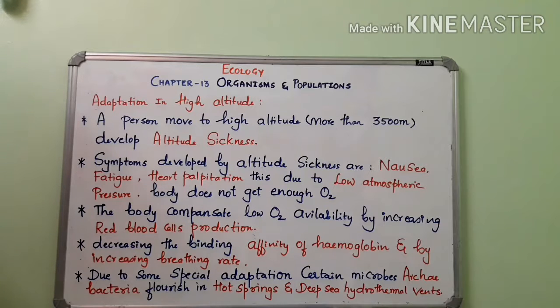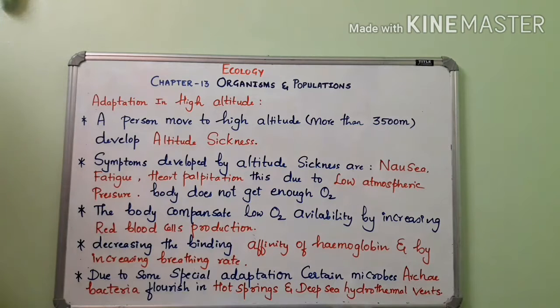How are they going to compensate? By the development of a special type of cell wall. By the development of a special type of cell wall, these archaebacteria are surviving in that particular region. So the adaptation is the development of a special type of cell wall.